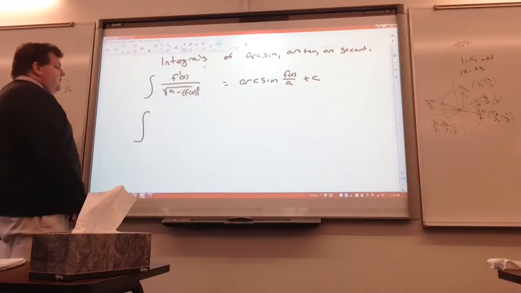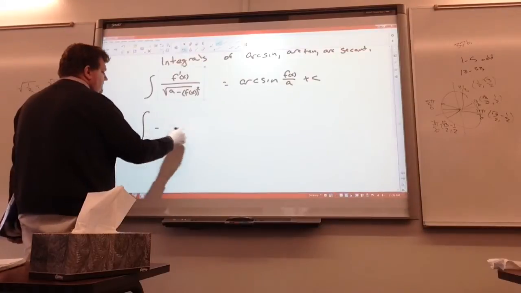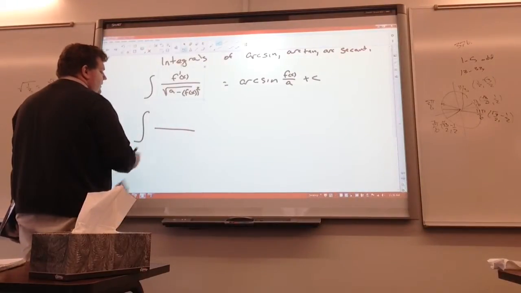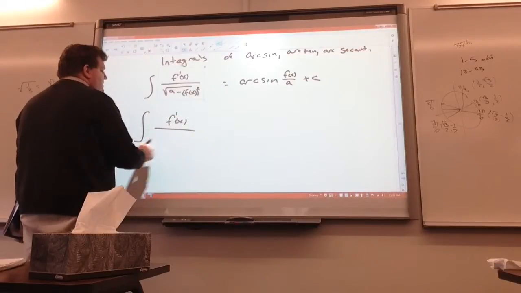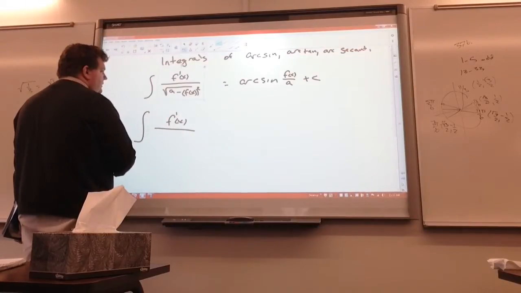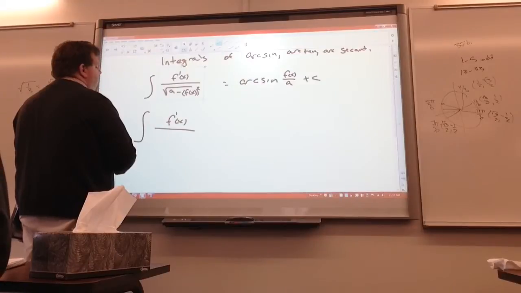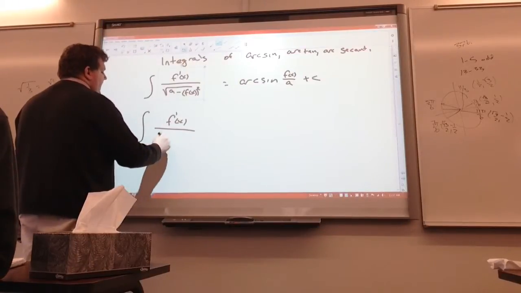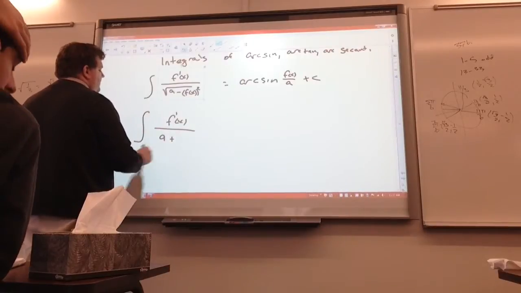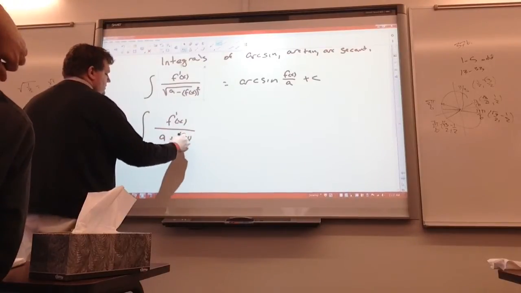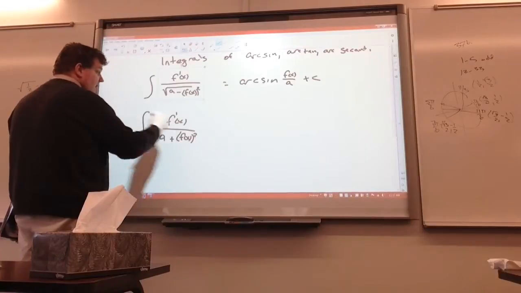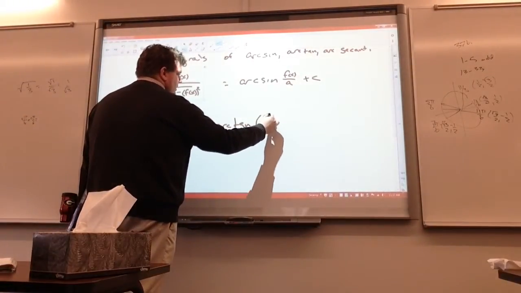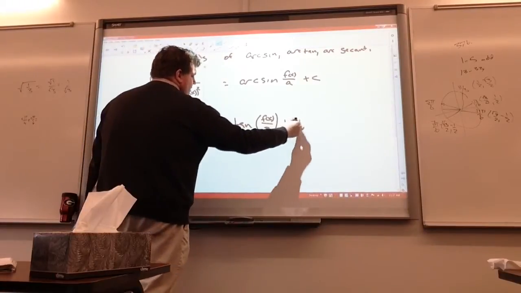So for the arc tangent, what do you think it's going to be? U substitution. But what do you think the top is going to be? F prime of x. And the bottom? The derivative is 1 plus f of x squared, so here it's going to be a squared plus f of x squared. Good. That's equal to your arc tangent, f of x over a plus c.